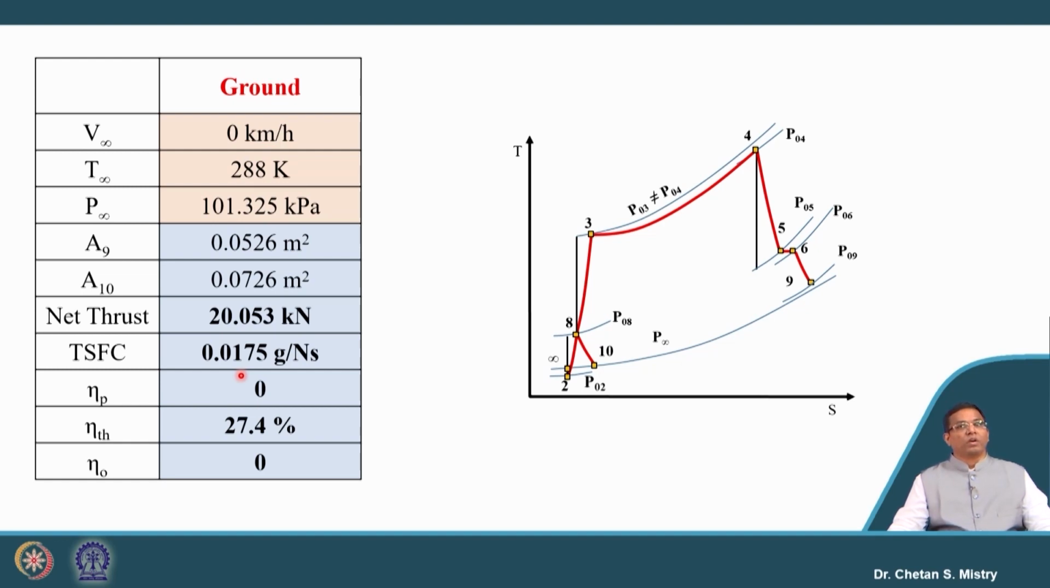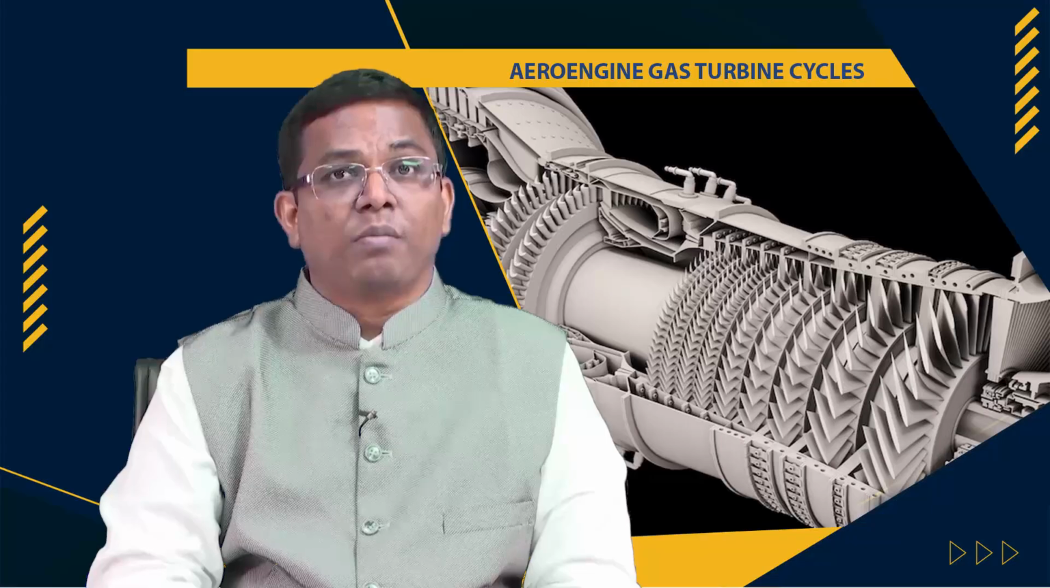Okay. Here we will be stopping with this numerical, and in the next lecture we will be discussing the next step. So, here what all we are discussing is our ground condition. In the next lecture we will try to discuss the flying condition, where it is flying at a particular altitude and at a particular Mach number.